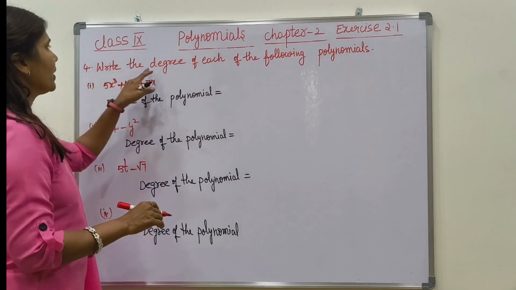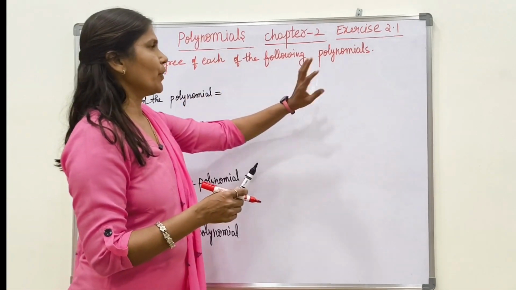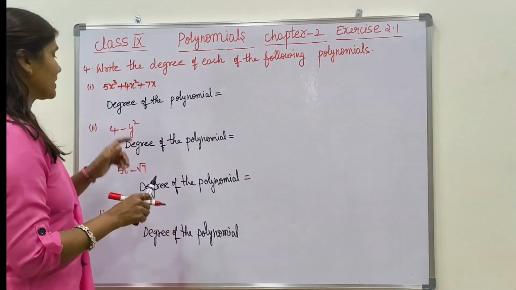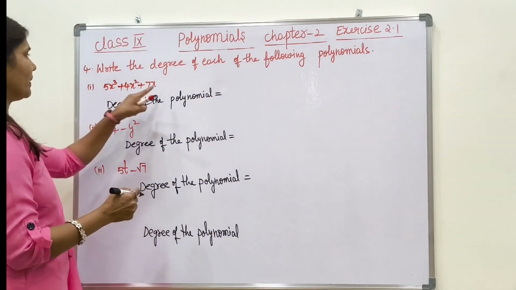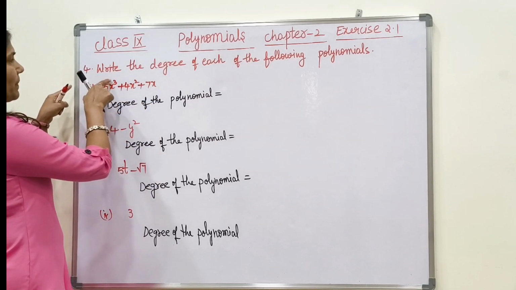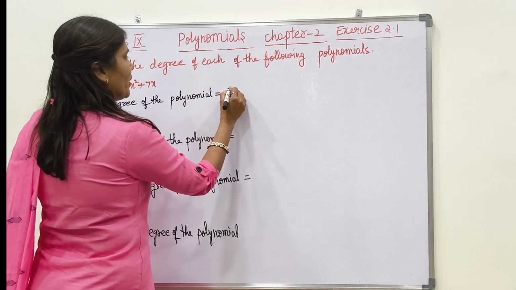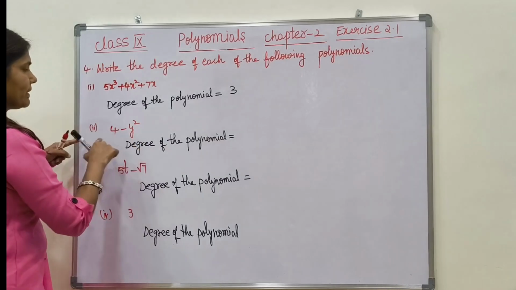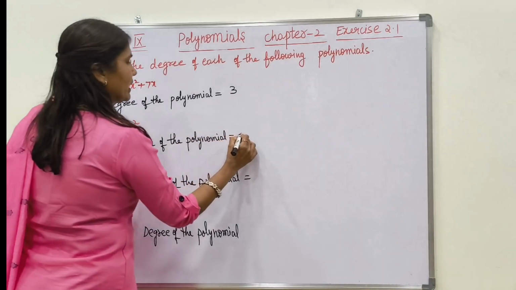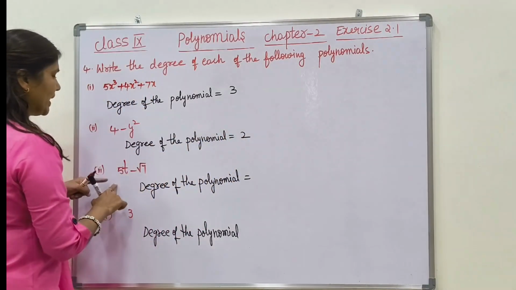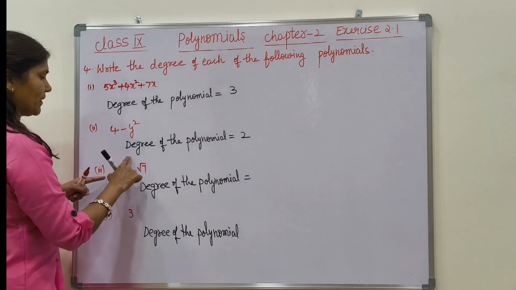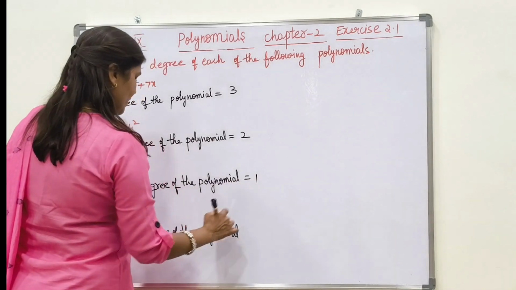Now fourth question. Write the degree of each of the following polynomials. So degree means highest power. What is that? That is the degree of the polynomial. In this one, highest power 3. So degree of the polynomial is 3. Next, in this one, highest power 2. So degree of the polynomial is 2. In this one, here nothing means 1 is the power. So degree of the polynomial is 1.